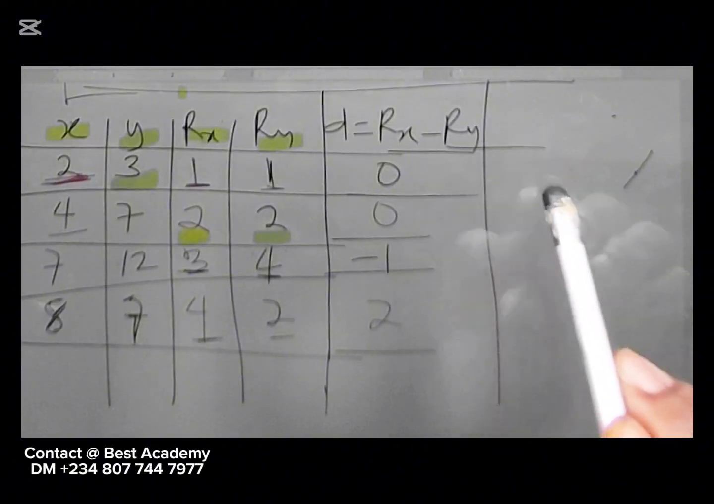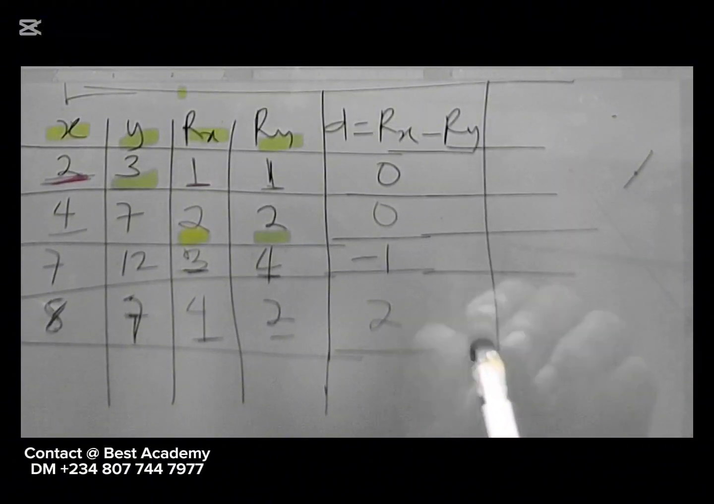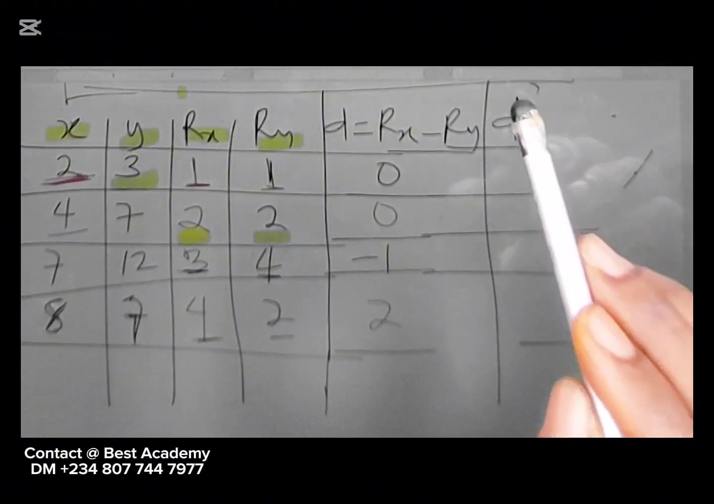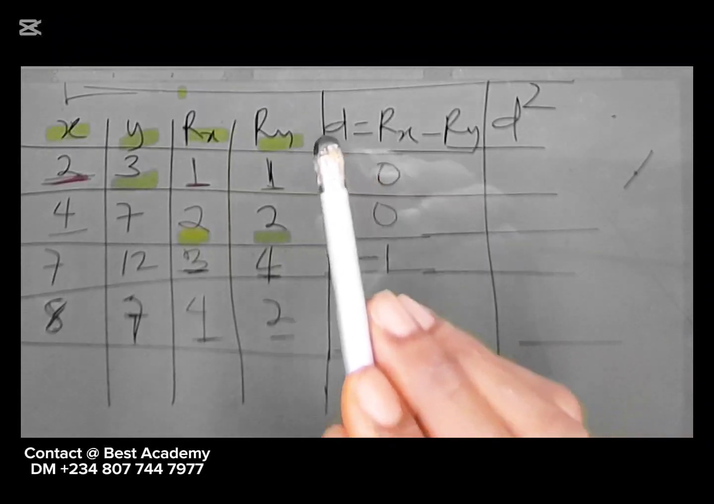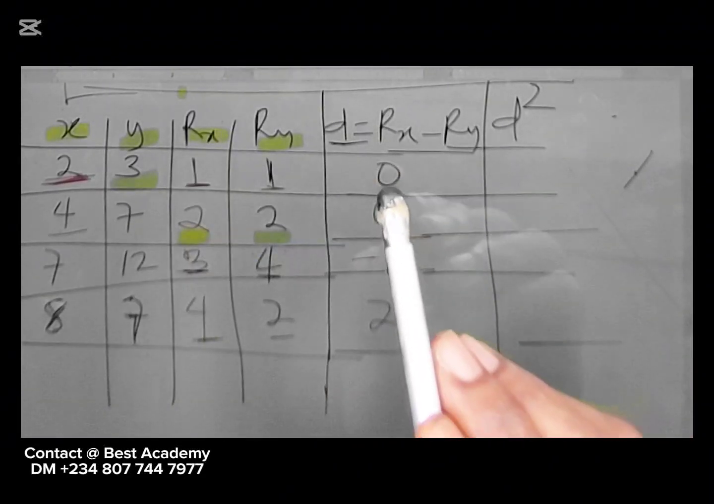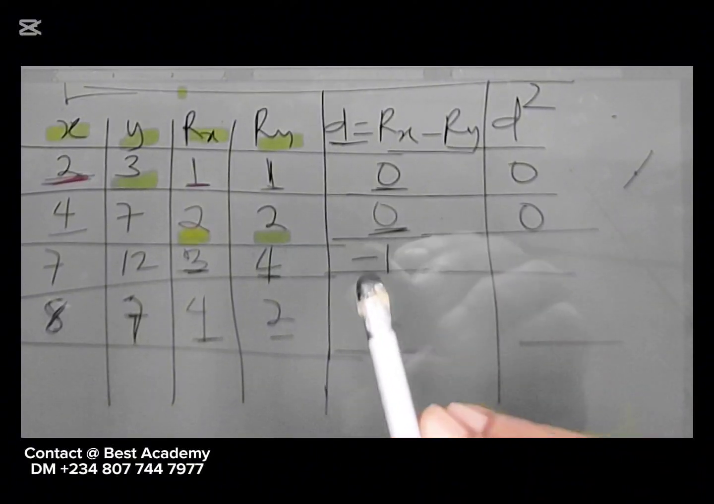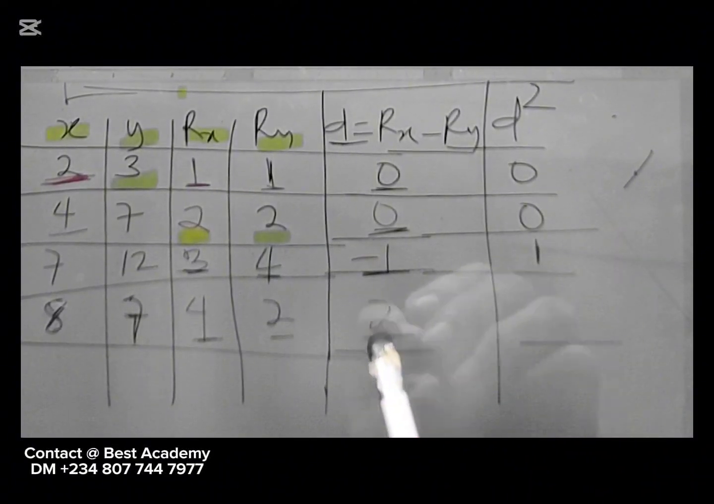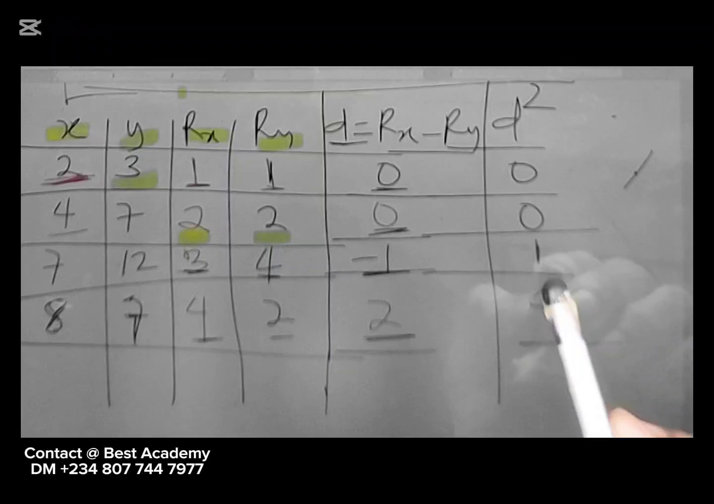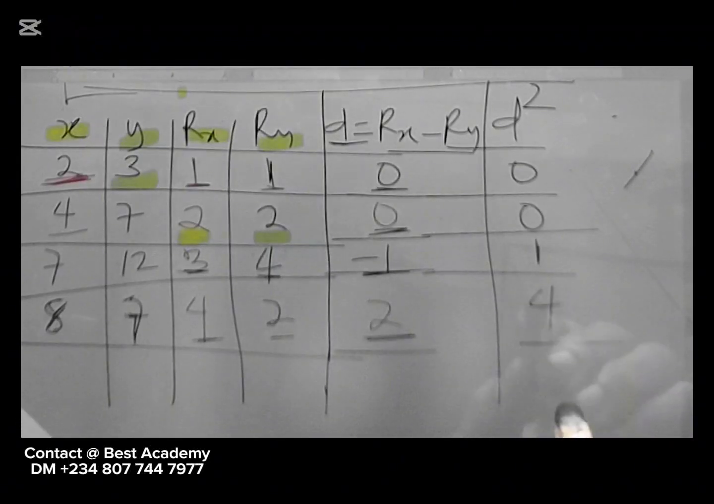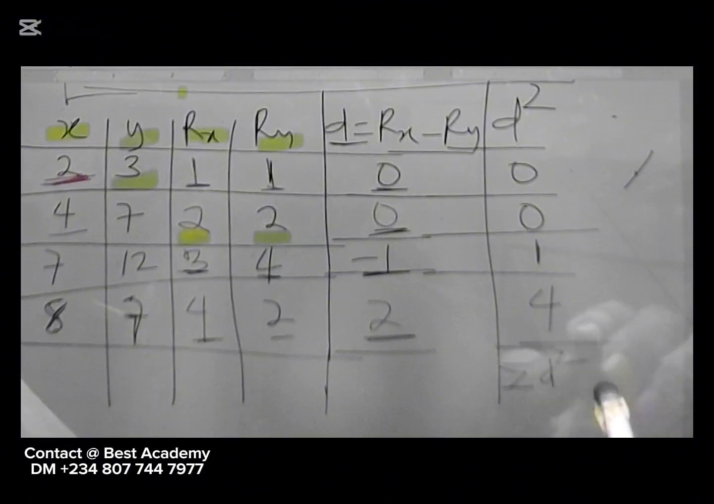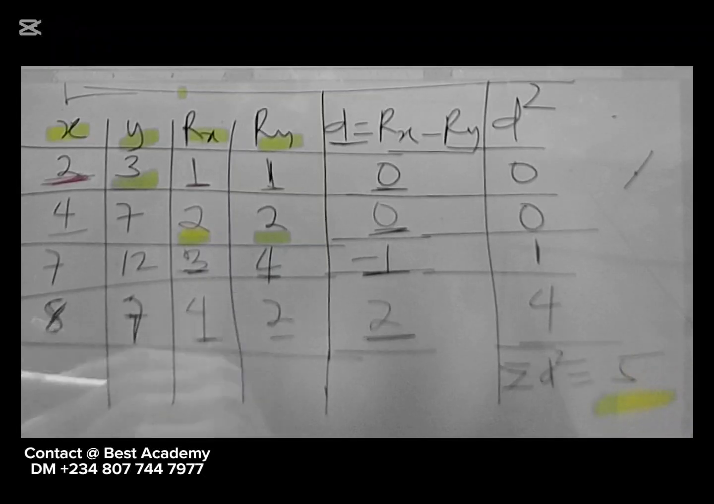So class, the next here is to get the D squared. How do we get D squared here? I will square the values of D. So square this is 0. Square this is 0. Square this is 1. Square this is 4. That means the sum of these squares, the total of the squares here, is said to be equal to 5. Please take note. The total of these squares is equal to 5.